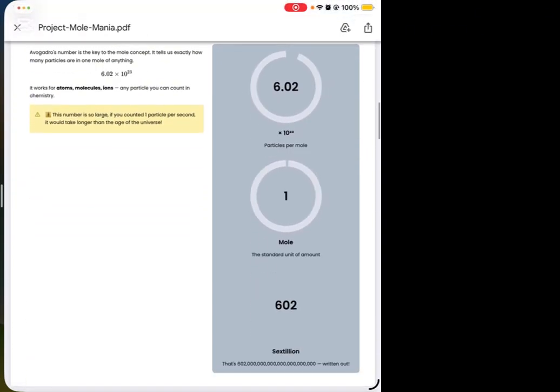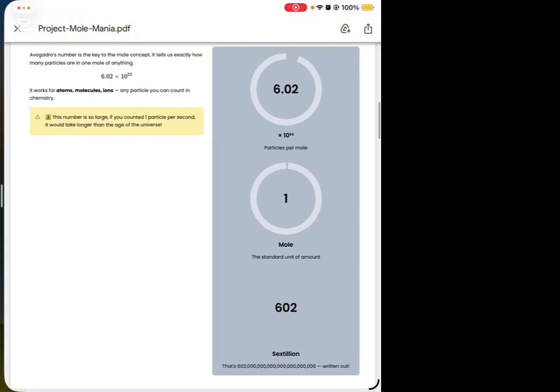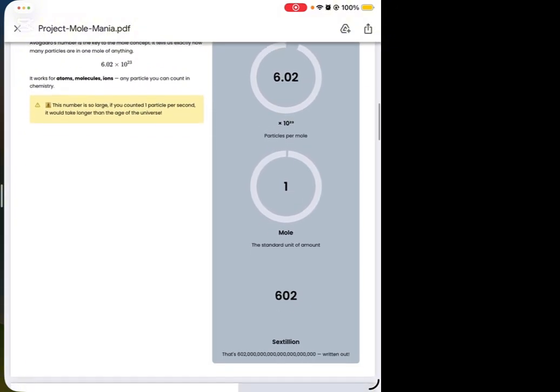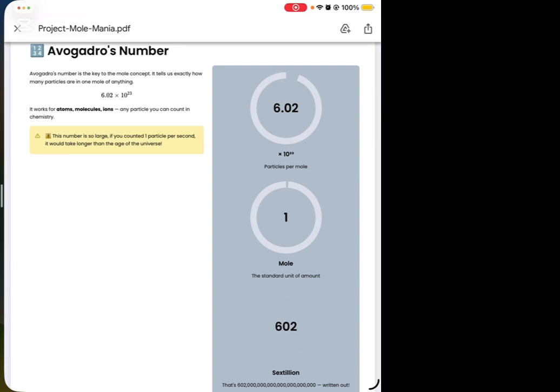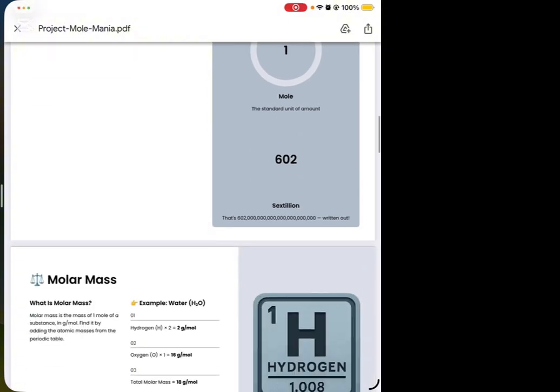Avogadro's number tells us how many particles are in one mole of any substance. It works for atoms, molecules, and ions. It is a very large number that helps chemists count tiny particles.